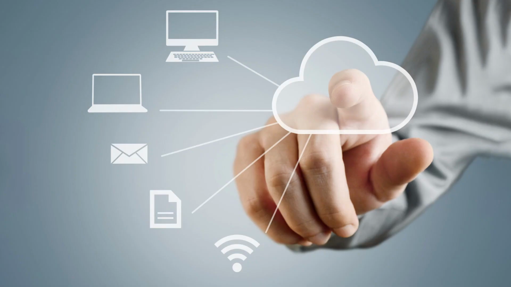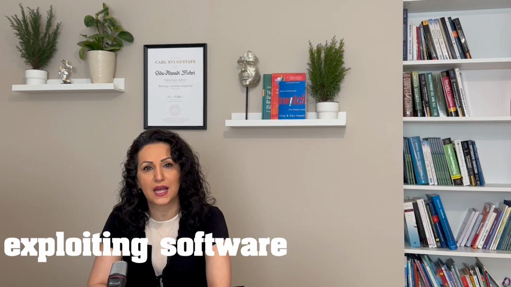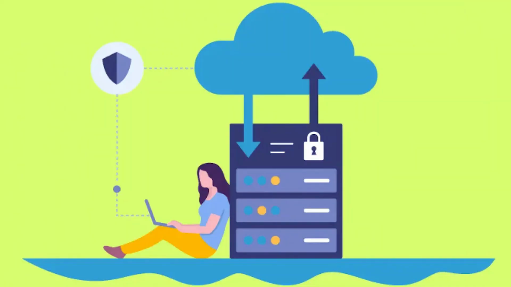The third phase is where things get intense. Hackers attempt to gain access to the target system or network. They might use techniques like password cracking, exploiting software vulnerabilities, or utilizing phishing attacks. Once they successfully breach the system, they establish a foothold and gain control over the compromised system.